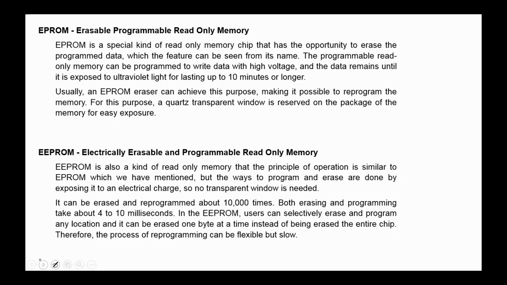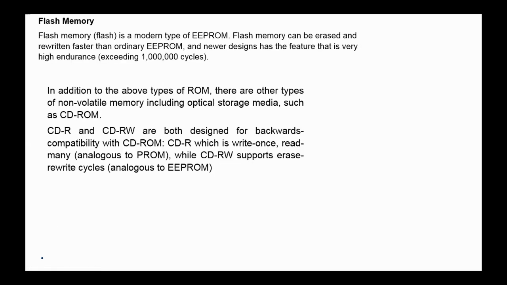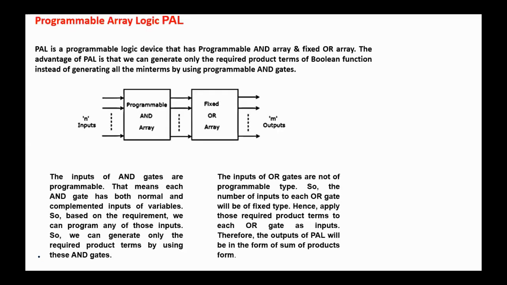Electrically erasable programmable read-only memory is similar to EPROM, but the ways to program and erase are done by exposing it to an electrical charge, so no transparent window is needed. Flash memories are a modern type of erasable EEPROMs. Flash memories can be erased and rewritten faster than ordinary EEPROM. In addition to the above types of ROM, there are other types of ROMs, including optical storage media, such as CD-ROM.